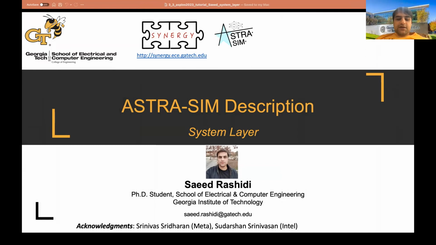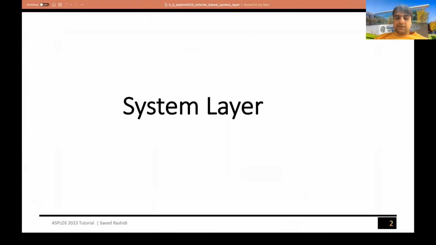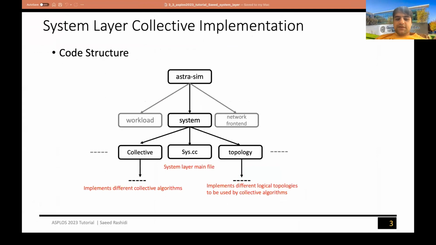Hello everyone again, and in this part of the presentation, I just want to go over the system layer parts of the ASTRA-sim. So the system layer, as I described before, basically tries to capture the system level aspects of distributed training platforms, such as the communication libraries and also how to schedule the communications.